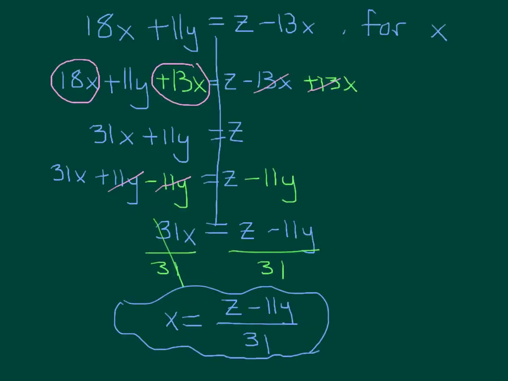So here are the steps for the second one. I'm solving for x, and I started out with x's on both sides of the equation. So I first got them on the same side by adding 13x to both sides. And then I was able to combine like terms to get 31x. And then to get x by itself, I had to subtract y on both sides and then divide by 31. So here I should have z minus 11y all divided by 31.